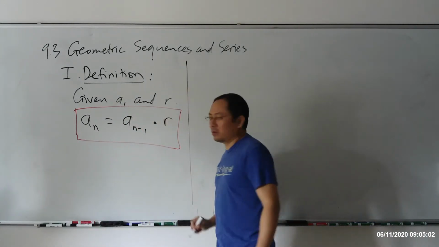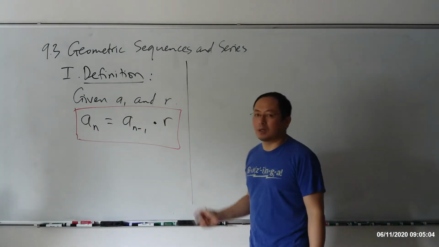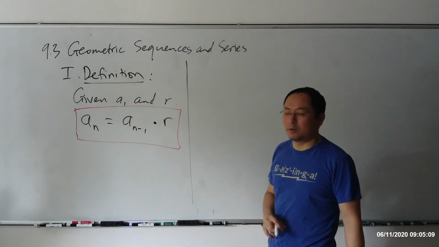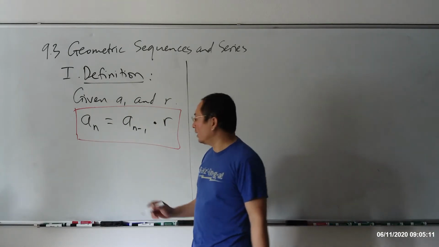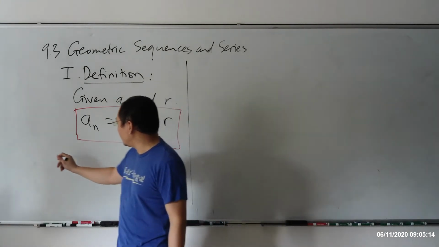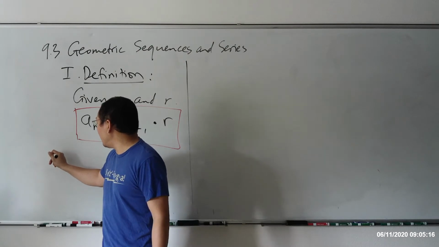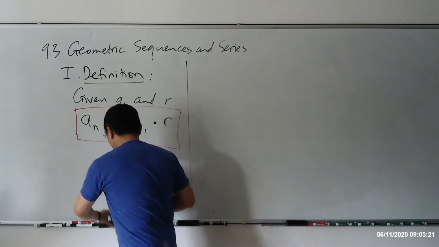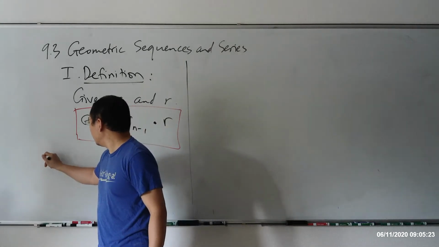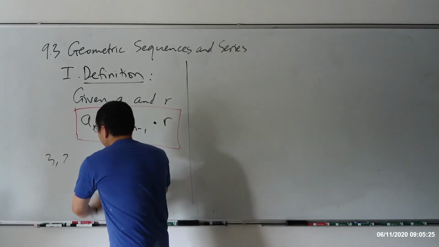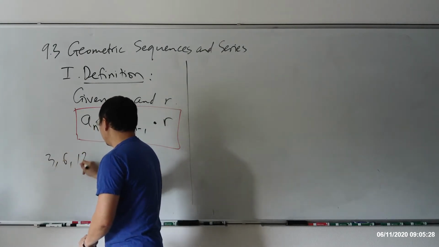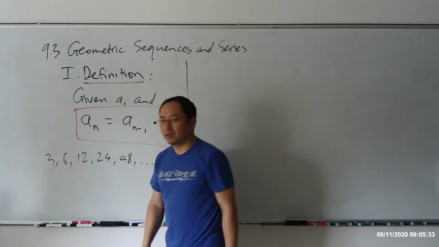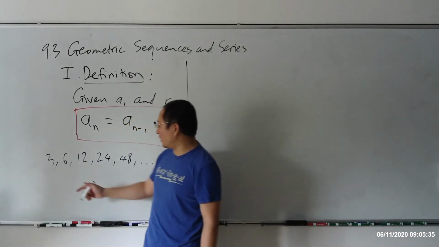So from the recursive formula, hopefully we can find a general formula. The way to derive or construct the general formula is very similar to the way we constructed the general formula for the arithmetic sequence, and I'll use the same strategy. But first of all, let me show you an example. So now multiply, right? How about 3, 6, 12, 24, 48. You see the way we construct that sequence of numbers?